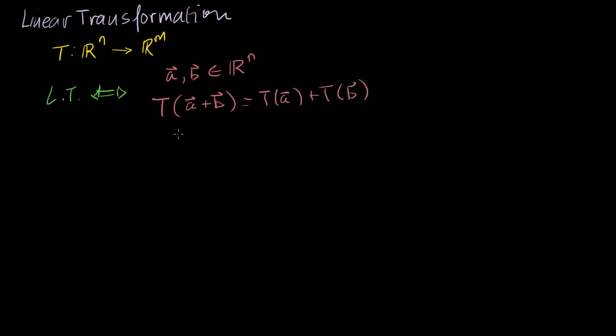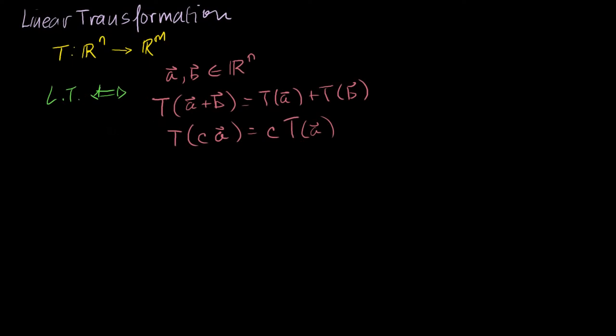And then the second one is that if I take the transformation of any scaled up version of a vector, so let me just multiply vector A times some scalar, some real number c, then if this is a linear transformation, this should be equal to c times the transformation of A. That seems pretty straightforward.